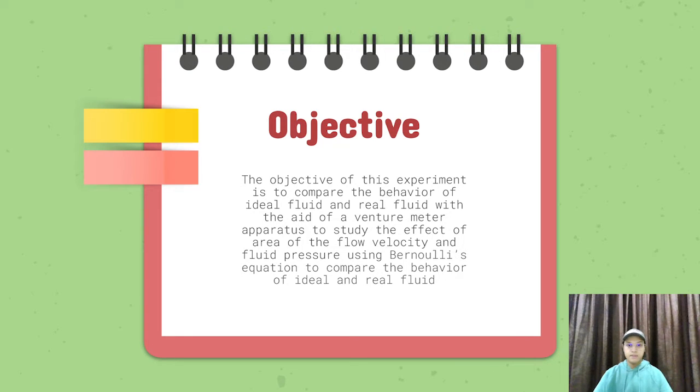The main objective of this experiment is to compare the behavior of ideal fluid and real fluid with the aid of a venturi-meter apparatus, to study the effect of area on flow velocity and fluid pressure using Bernoulli's equations to compare the behavior of the ideal and real fluid.